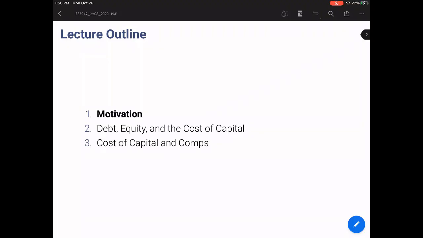Hi everyone. In this lecture, our objective is to learn how to apply the CAPM model to value corporations through their free cash flow, or in other words, capital budgeting. So today's agenda is the following.